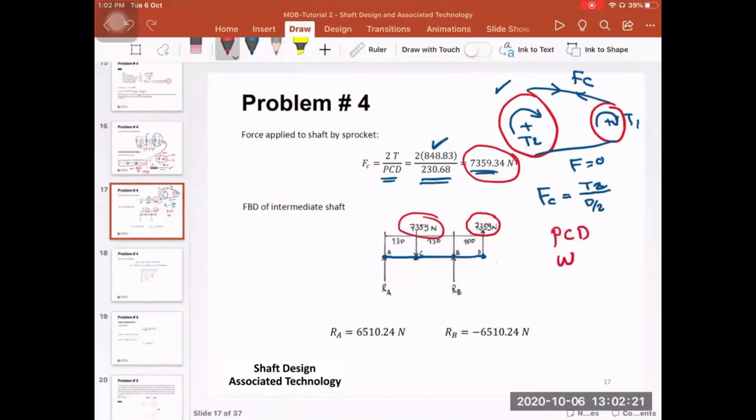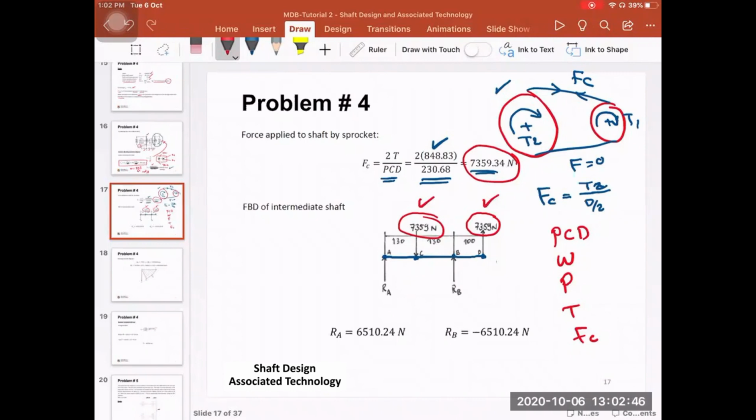So in this case, they transmit the same power, so they have the same torque, and consequently they have the same force on their tight side. So it means that the force here and the force here are the same. So what we need to do now is calculate the maximum bending stresses on the shaft.